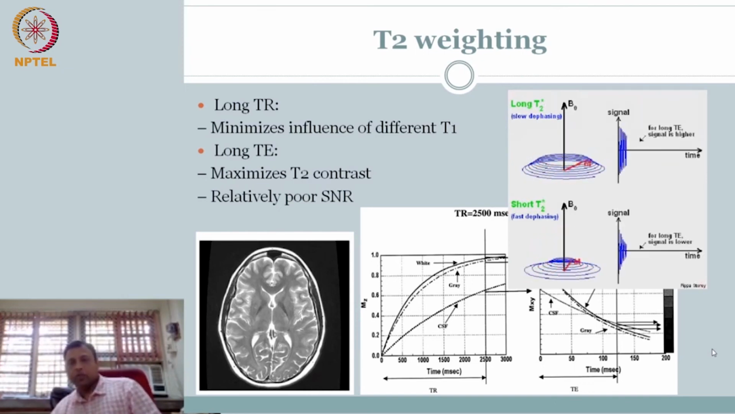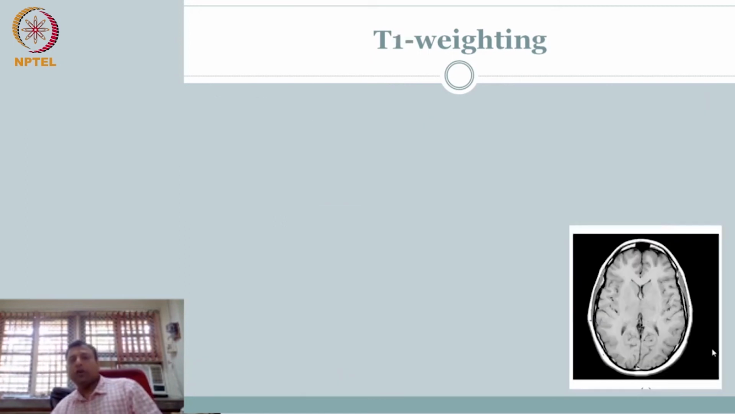Let's stop here. Let's go to the next one, which is T1. So what do we do for T1? From whatever we covered, this should be straightforward. I want to minimize the effect of T2 here. I want to minimize the effect of PD here.